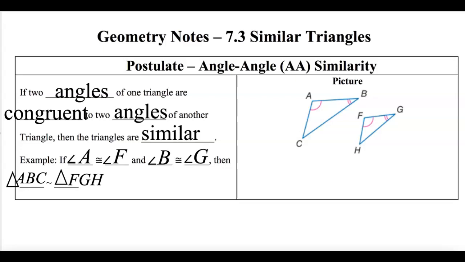The first one we see here is angle-angle, which says if we know that one angle is congruent to another angle in a different triangle, and we know that one other one is congruent, that is enough to say that those triangles are similar. They're not congruent, but they are similar, which means we can use proportional reasoning.